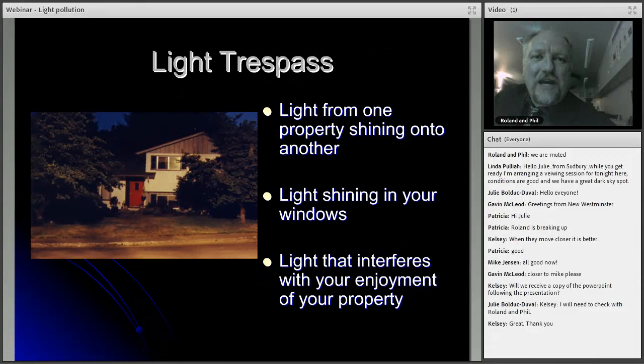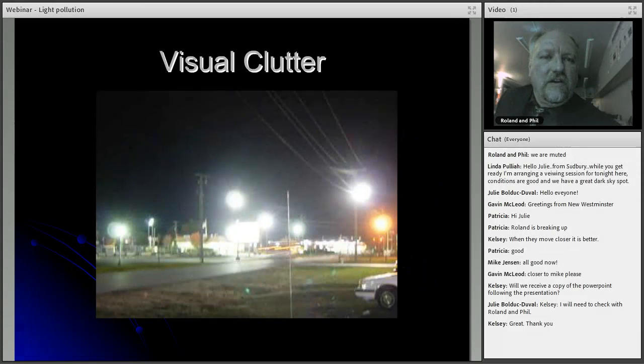Moving on to the light trespass. That's basically light shining from one property onto another, shining into your bedroom windows, for example, or any light that interferes with your enjoyment of your property. Here's visual clutter. It's hard to imagine what you should be focusing on if you're driving in a situation like this. It's difficult to understand whether you have pedestrians in that scene or not and where you're going. And that's one of the bad aspects of unregulated lighting.